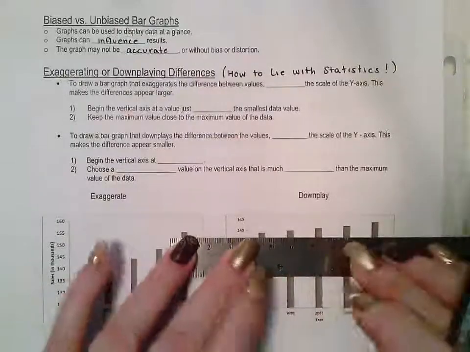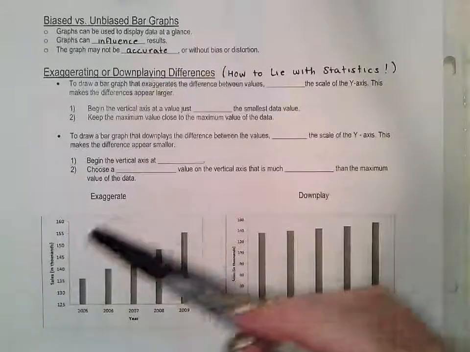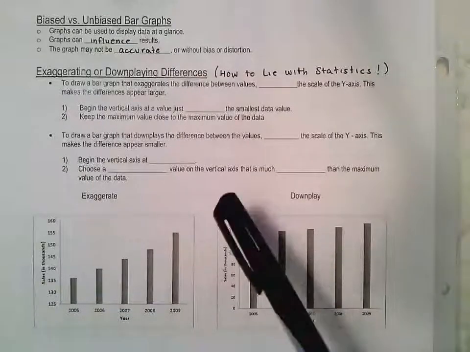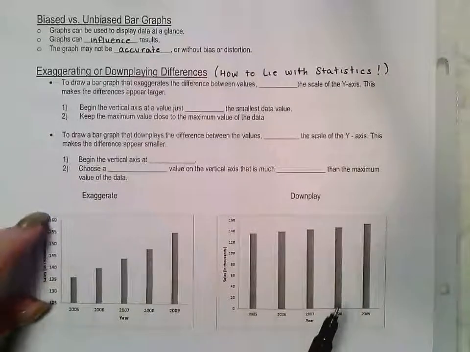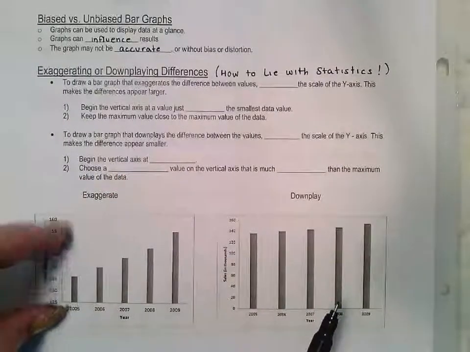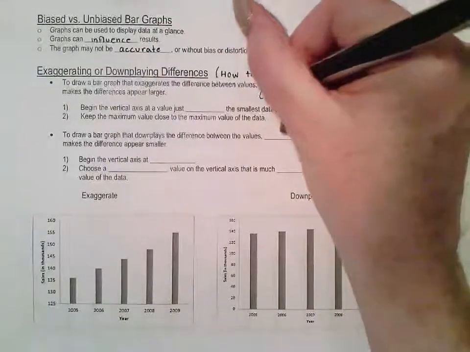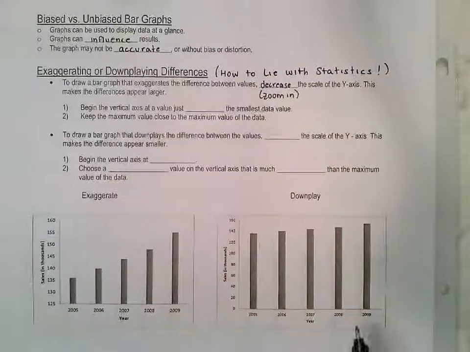So I'm going to use those words zoom in and zoom out because I think it actually helps you understand what's going on. If we want to exaggerate the differences, which is what we're going to start with, we want to zoom in the scale of the y-axis, or actually decrease it, right? We just want to take a little piece of this here and zoom in. So underneath this I'm going to put zoom in the scale of the y-axis. This makes the differences appear larger.